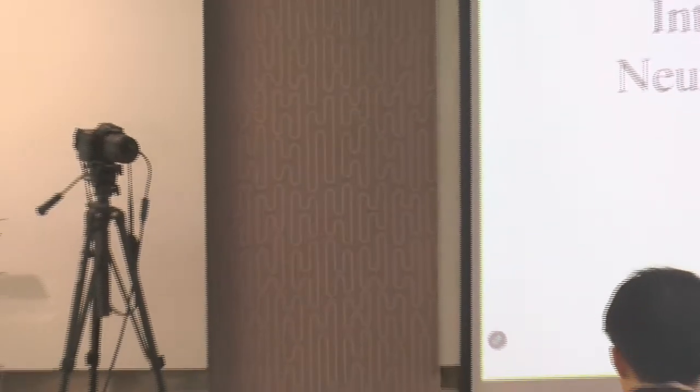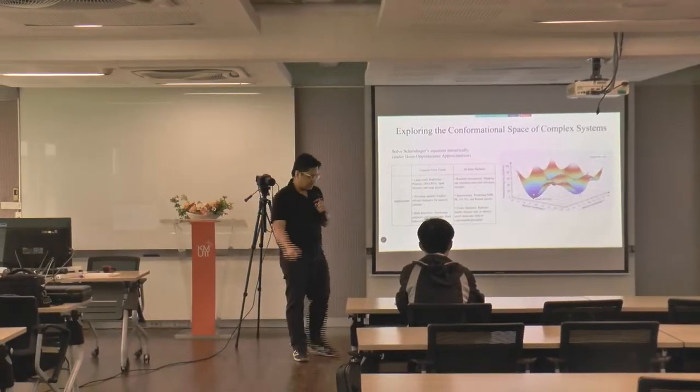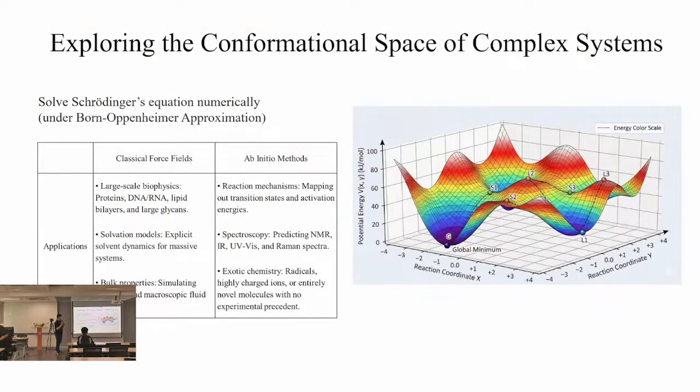Okay, so just a quick review of what we have discussed. The first day we had a 3-hour discussion on the introduction and the concepts behind everything we have done so far. Essentially, when we try to explore the conformational space of any system, or in this case complex systems, there are several ways we can do that computationally, right?